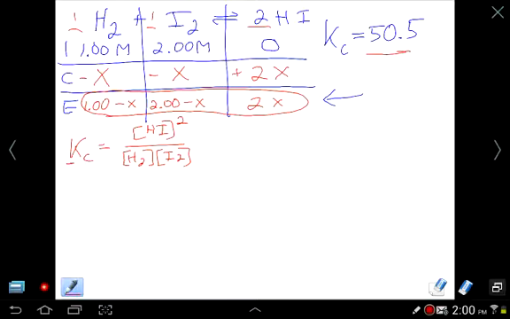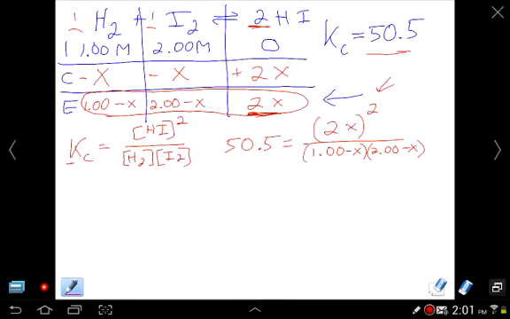So essentially, here's what we're doing. We're saying that 50.5 is equal to HI is 2x, and here we'll put 2x, and then we'll have to square this whole quantity because in the equilibrium expression, your concentration of HI is squared. And here it looks like we've done it twice, but remember this 2 came from stoichiometry, and this 2 comes from the K constant, as we've discussed just a minute ago. And then let's divide by 1.00 minus x multiplied by 2.00 minus x.